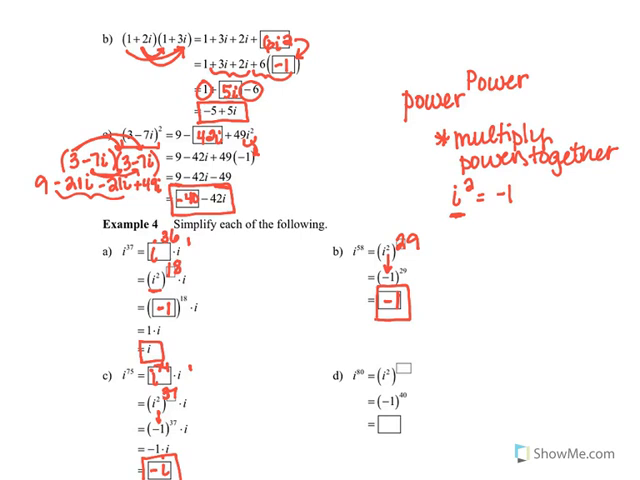i to the 80. That's the same thing as saying i squared to the 40th power because 2 times 40 is 80. Again, replacing i squared with a -1. We have -1 to an even power will give me a +1. I'm not multiplying it by anything else, so we're done.